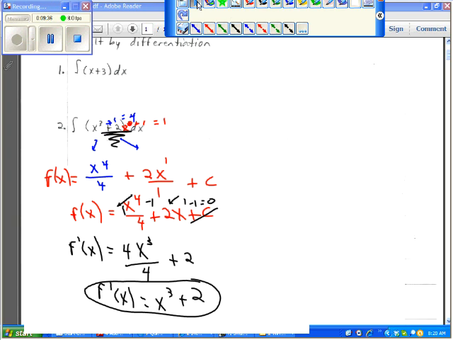Okay? So we found the integral, which took us from the derivative back to the original function. And then we did the derivative to verify. Okay, any questions on number 2?